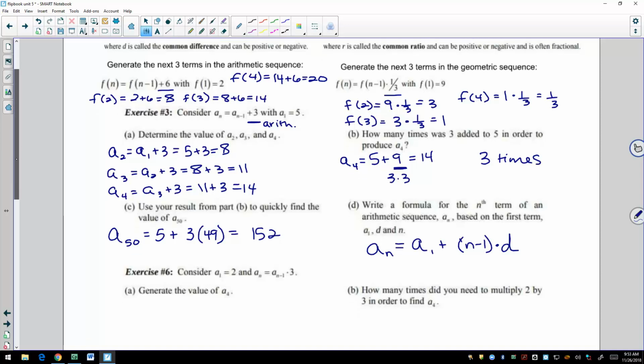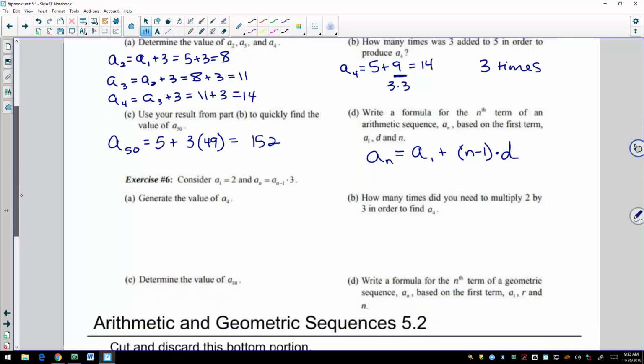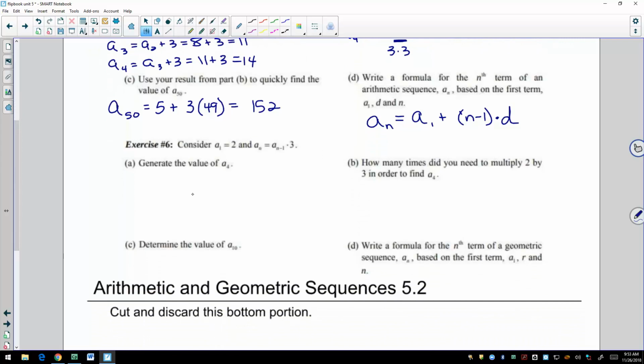Okay, same thing for geometric except you're multiplying. So it's a little different. So they gave us the function a sub n is you take the previous term, n minus 1. So if it was a sub 4, you would find a sub 3, and you're going to multiply that by 3. So they have to give you a starting output. So the first term's output is 2.